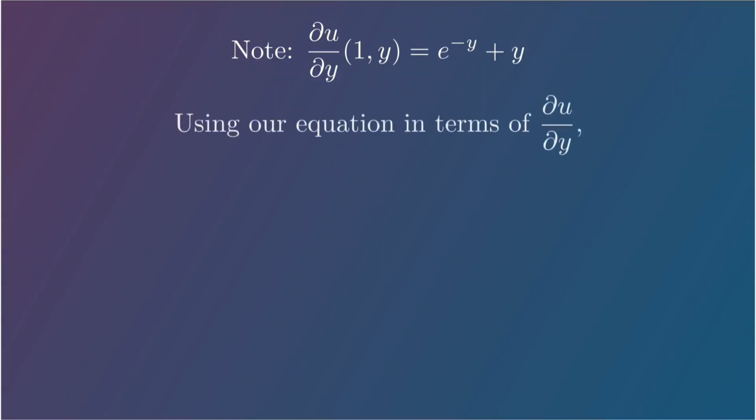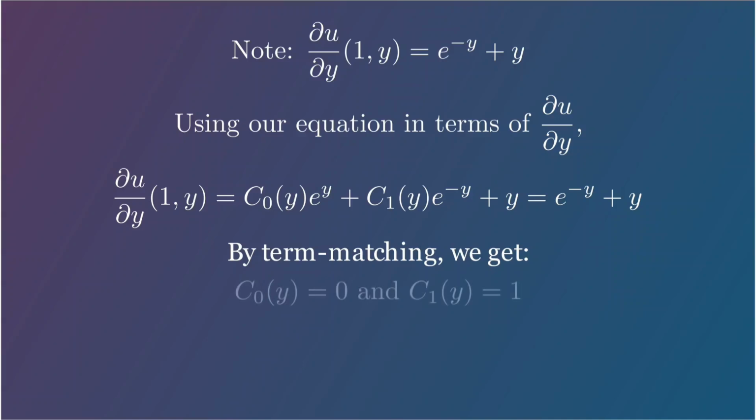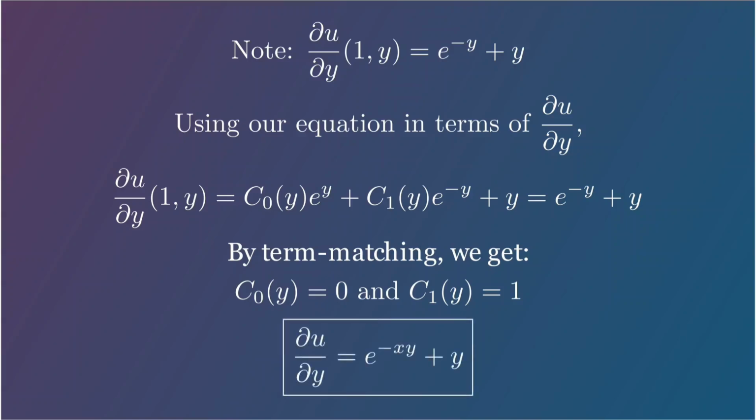And now the final equation in terms of p will be, now note that we have a condition for the partial of u with respect to y. Using our equation in terms of the partial of u with respect to y, we make the substitution by matching the terms of the things here. We will notice that the e to the y has no matching term on the right-hand side. So c sub 0 is just 0. On the right-hand side, e to the negative y has a coefficient of 1. c sub 1 is just 1. So we get now the equation.